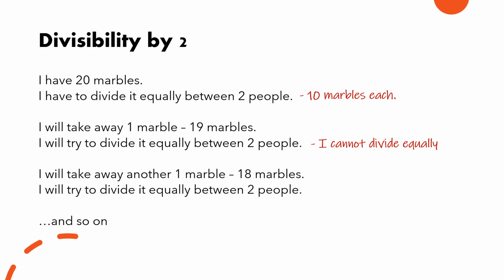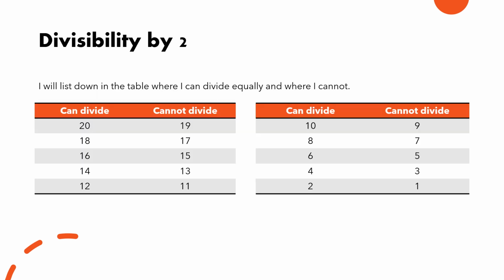After that, I take away 1 more marble, which makes it 18. Now, I will try to divide it equally between 2 people again. And I can do that. Each person gets 9 marbles. And so on. I keep on removing marbles and try to divide them between 2 people. I then list down in a table where I can divide the marbles equally and where I cannot divide.